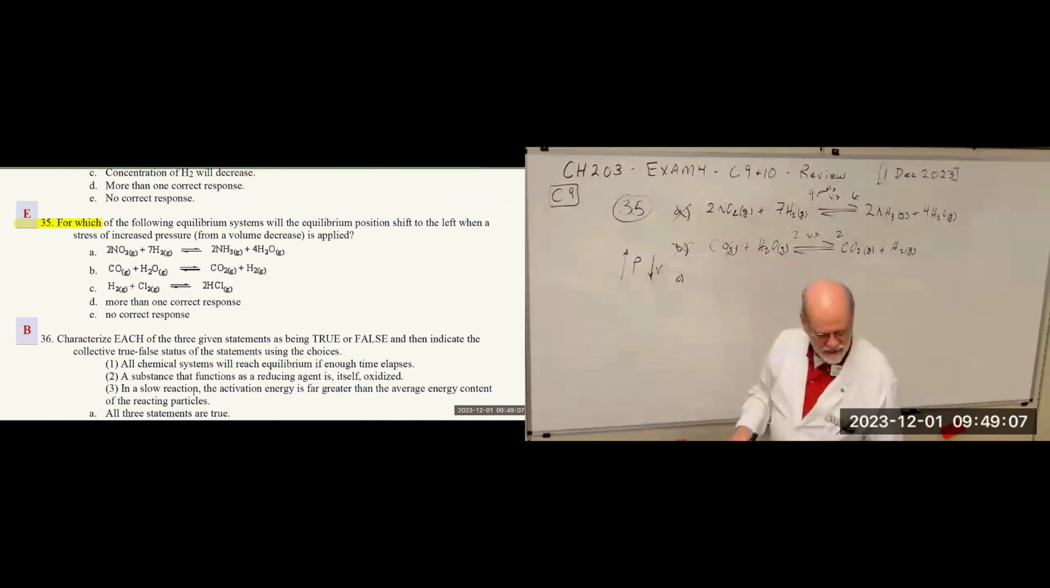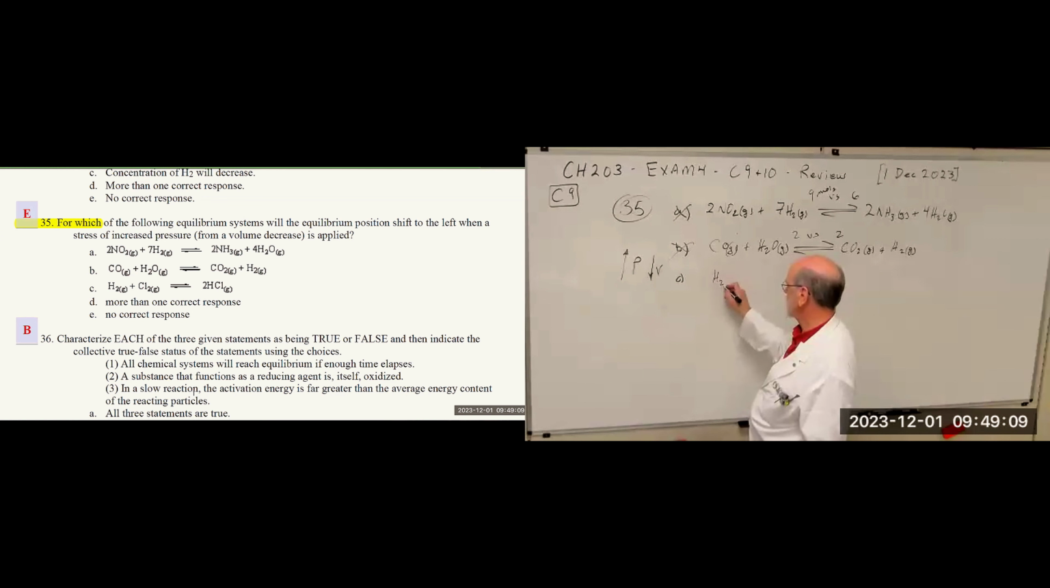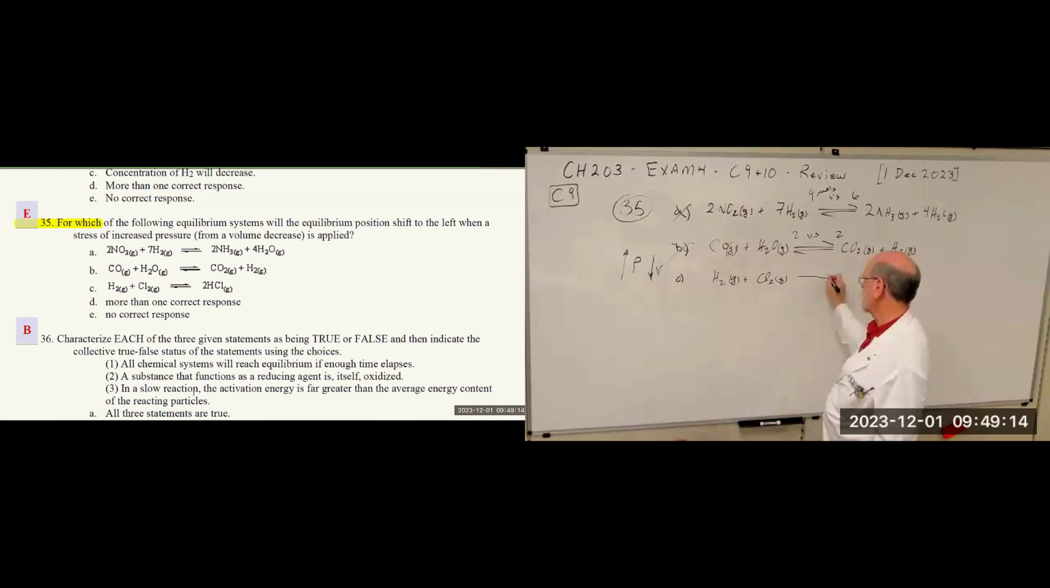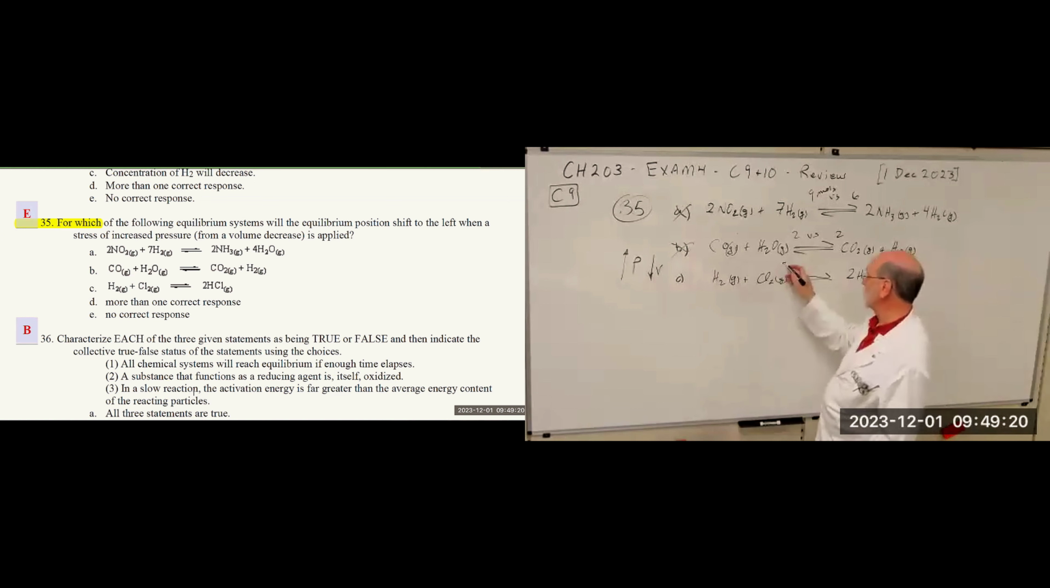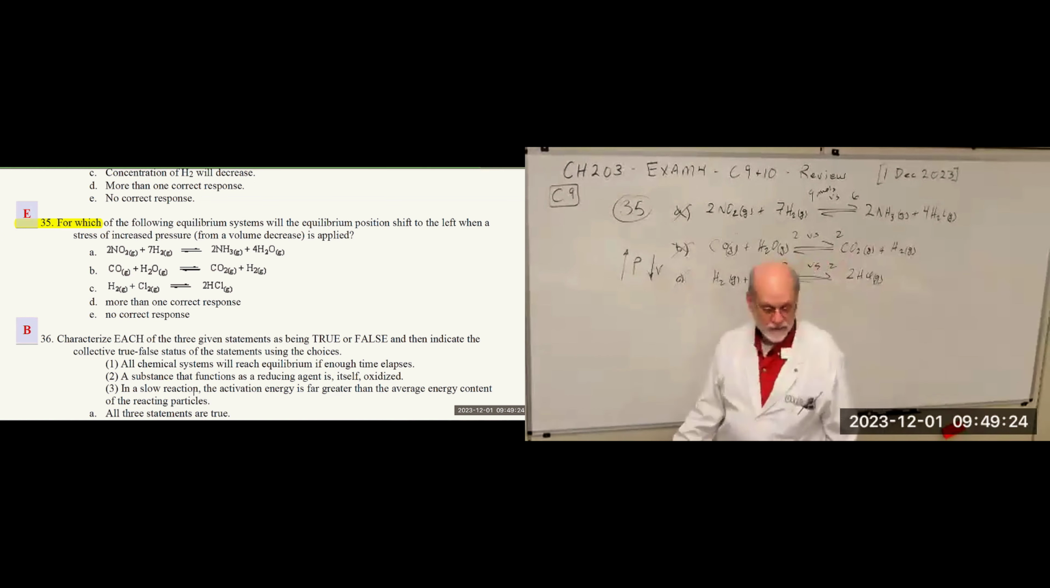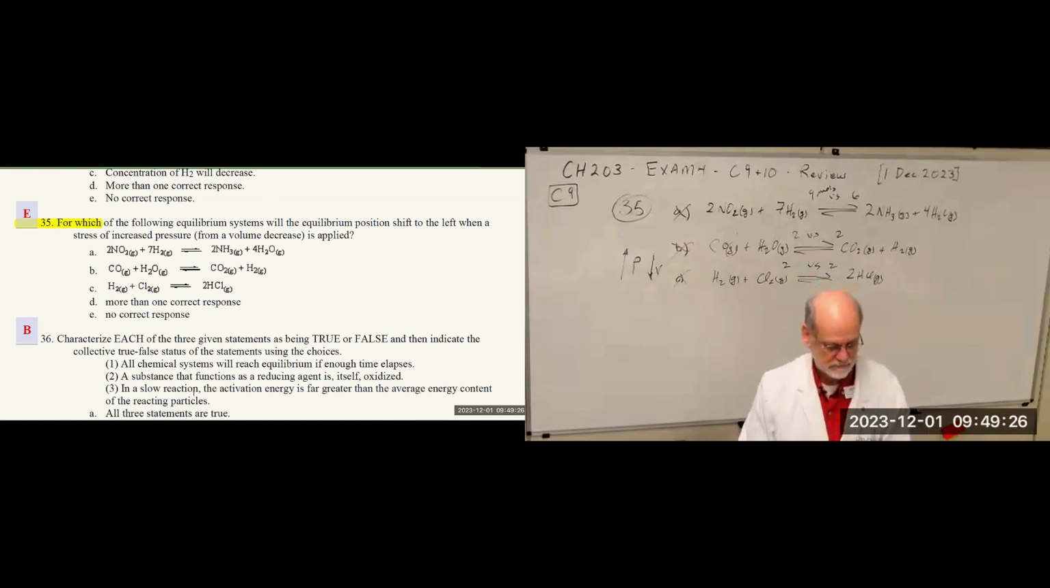How about C? H2 plus Cl2 is in equilibrium with HCl. Okay, this is 2 and 2. Nothing's going to happen there either. So there's no correct answer here.